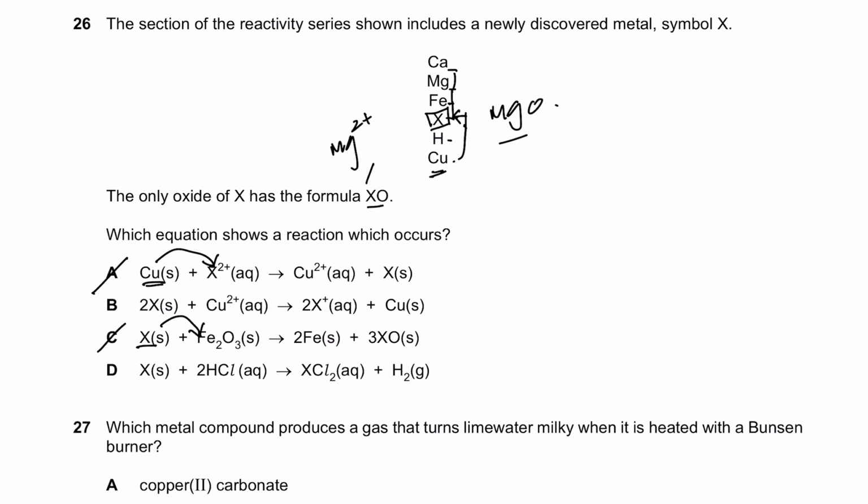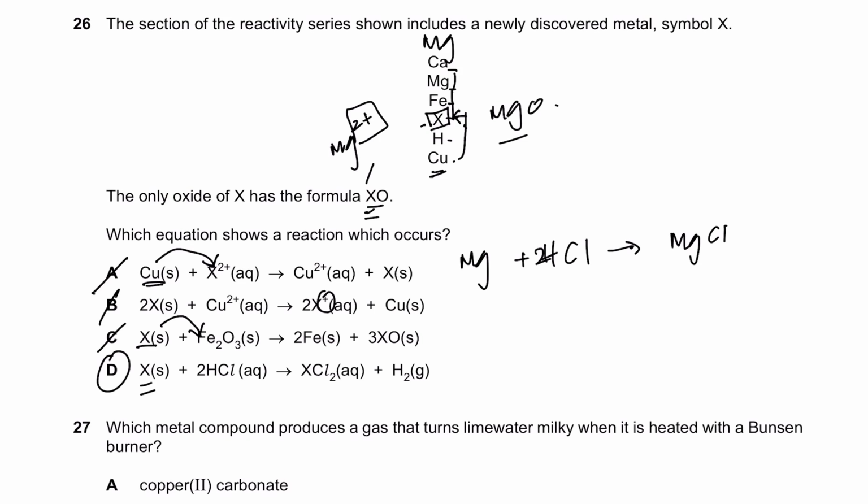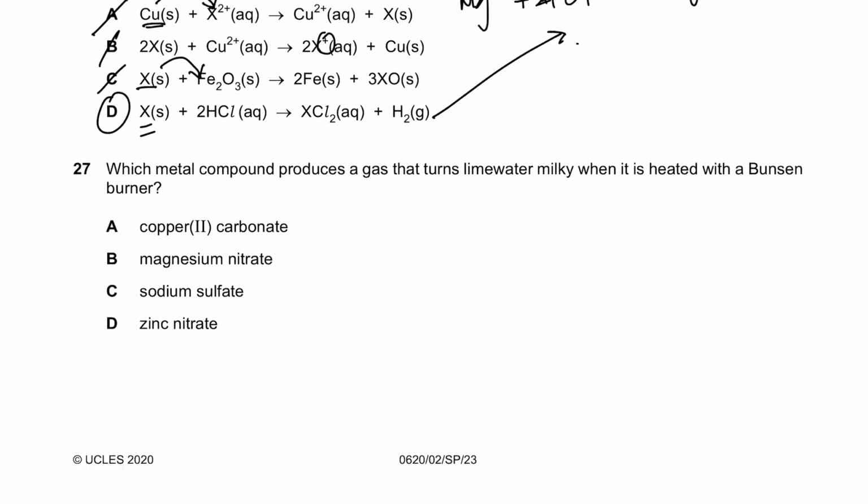Now between B and D, which could be true? Because the formula is XO, which means that it should have a charge of 2+. If you check B out, here the charge is shown as +, right? It's not shown as 2+. That's why the only viable option is D. And if you check D out, it makes sense. Let's suppose X was magnesium, right? And how do you know? Because of the formula. Let's suppose it was magnesium, because magnesium is not here, it's somewhere here, but let's suppose, okay? So if it was magnesium, it reacts with 2HCl to give you MgCl2 plus hydrogen. And that is what you are getting, right? But obviously magnesium is above here. We're just assuming to solve this question.